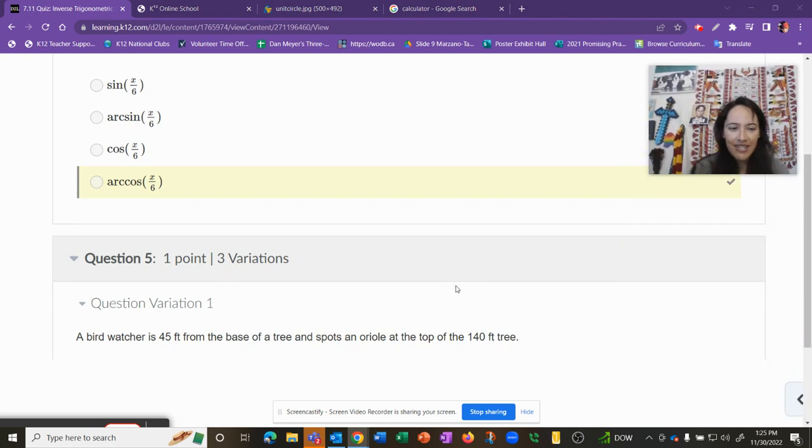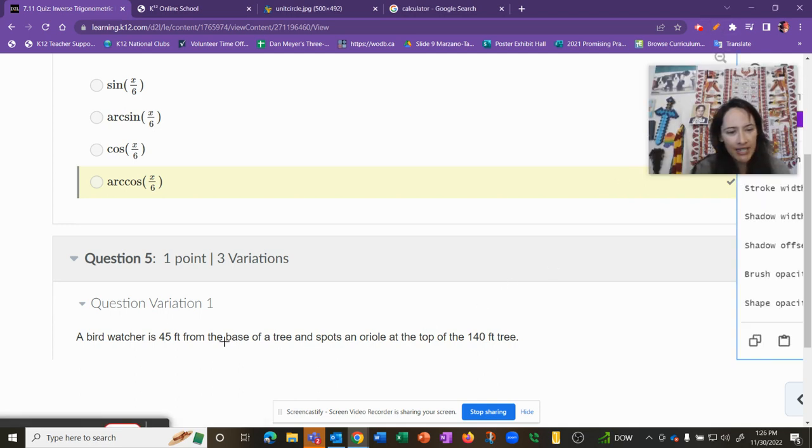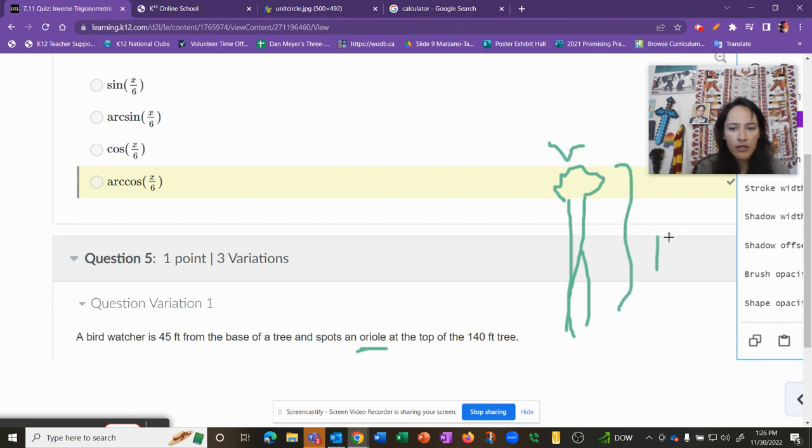Ooh, a bird watcher. Oh, it's so pretty. A lovely bird, right? 45 feet from the base of the tree spots an oriole. What's an oriole? I'm gonna Google that. At the top of a 140-foot tree, this beautiful tree, we've spotted a bird. A bird. It's 140 feet.